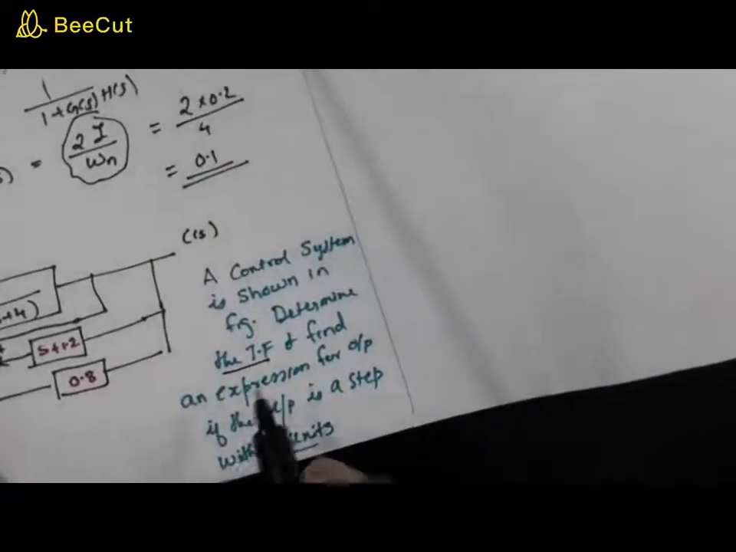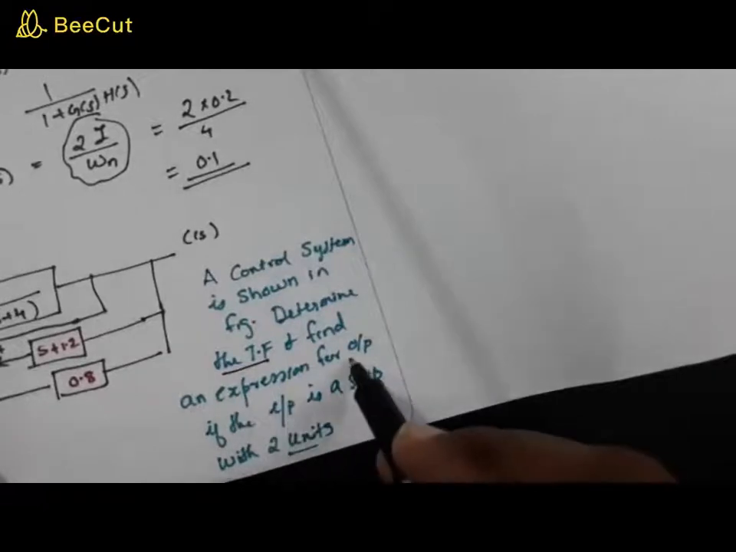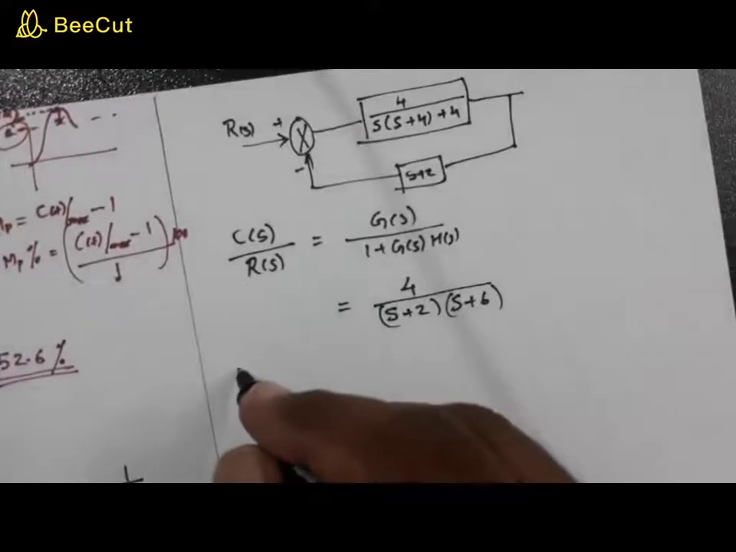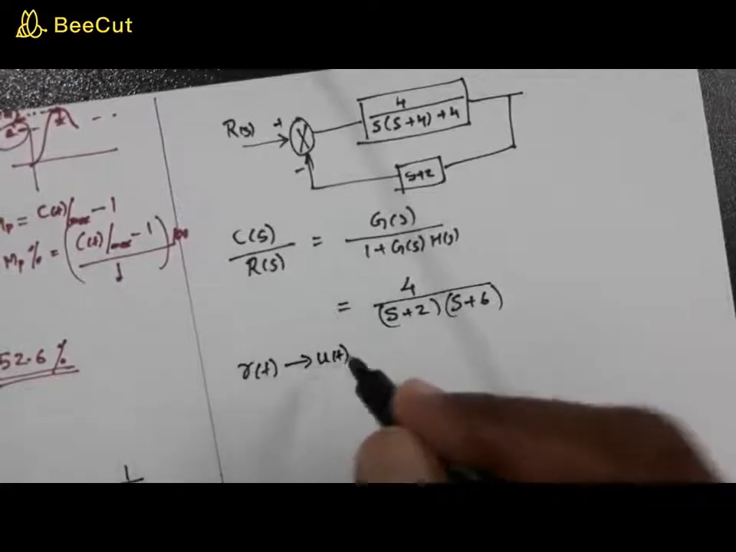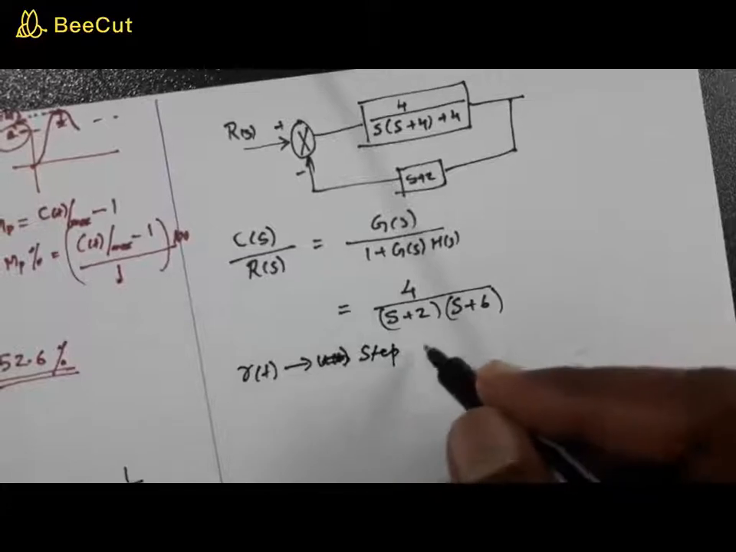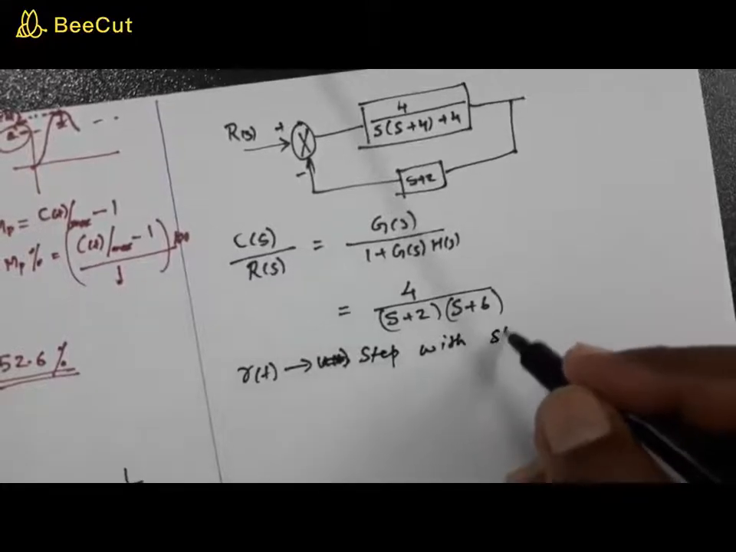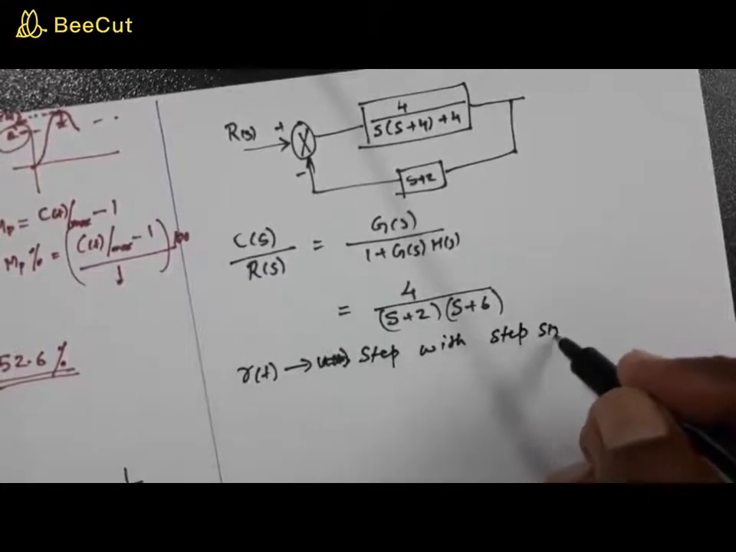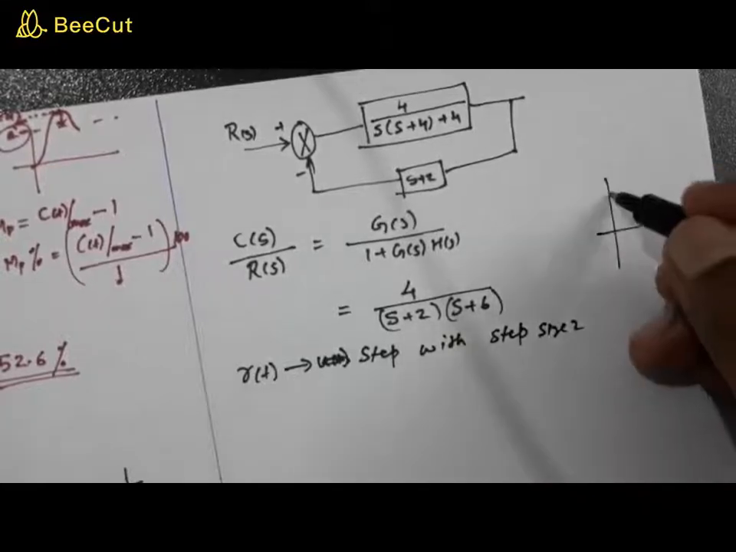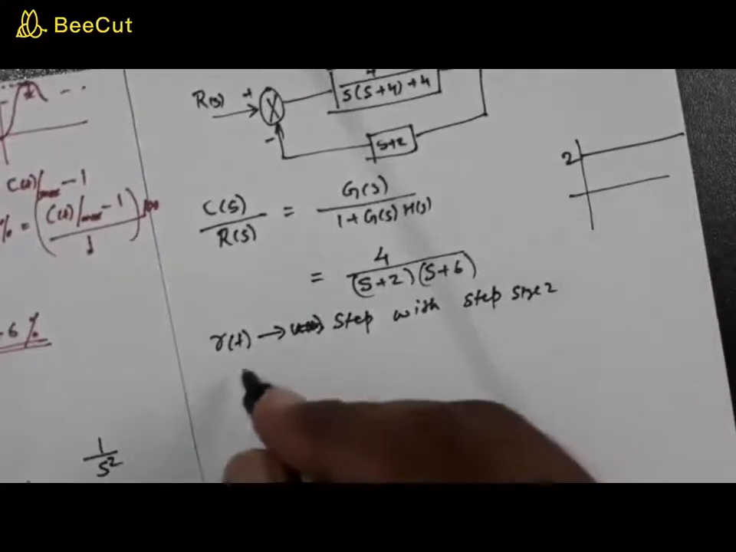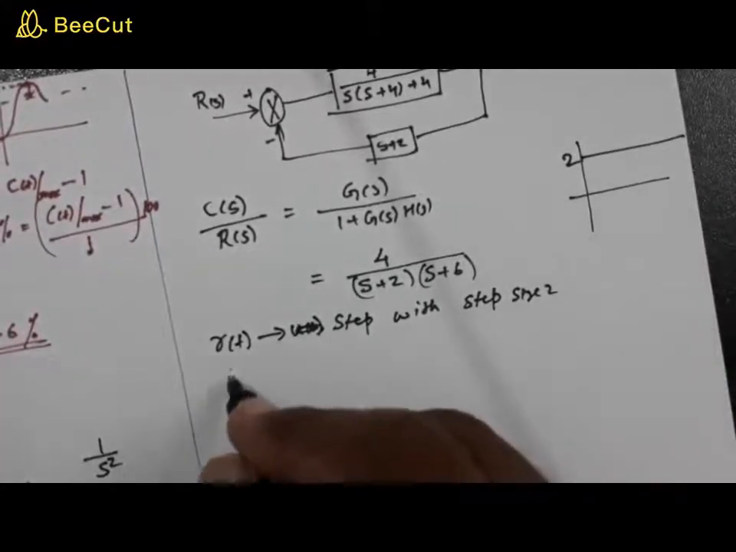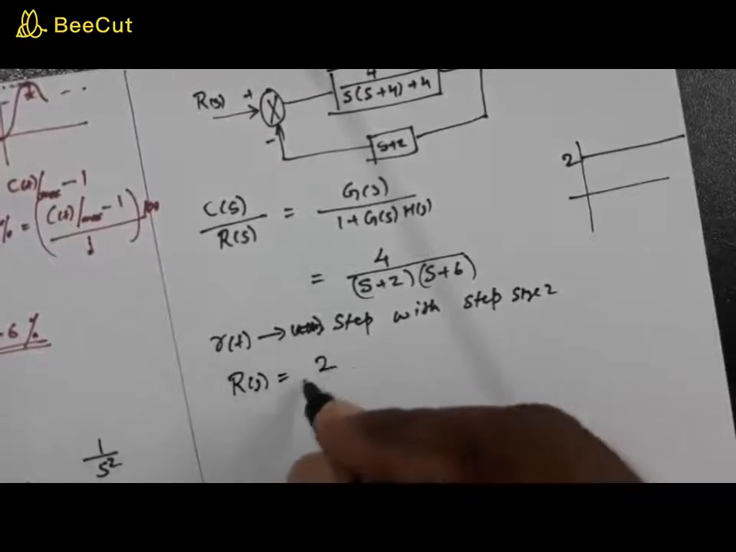And next is to find an expression for the output, if the input is a step of 2 units. That means r of t is a step signal, u of t, with step size 2. It's not 1. The amplitude is 2. That's the meaning. So if r of t is equal to 2, what is r of s? R of s will be 2 divided by s.